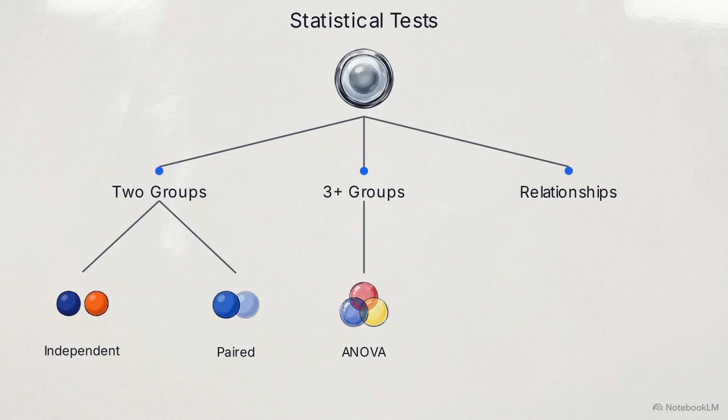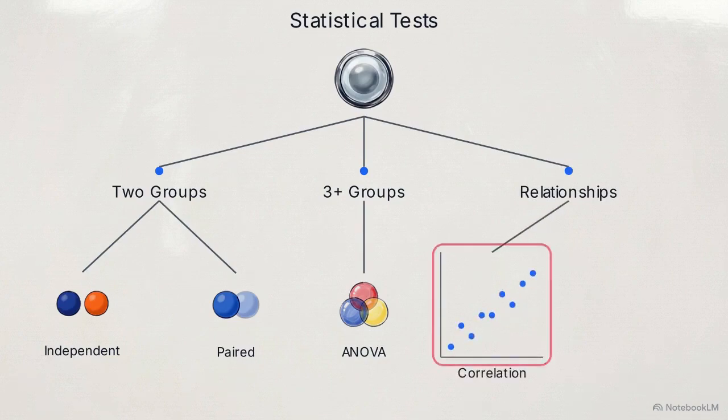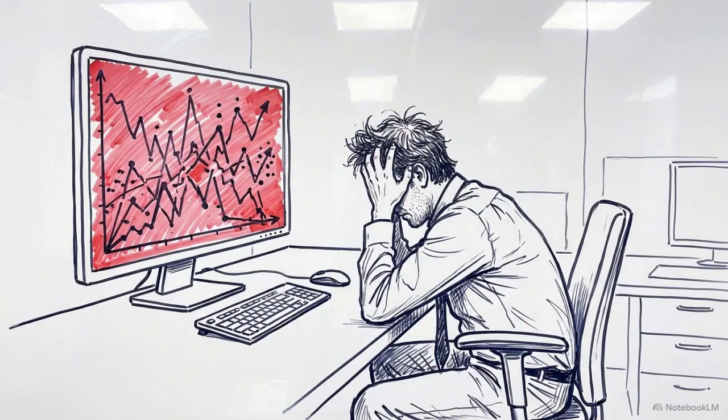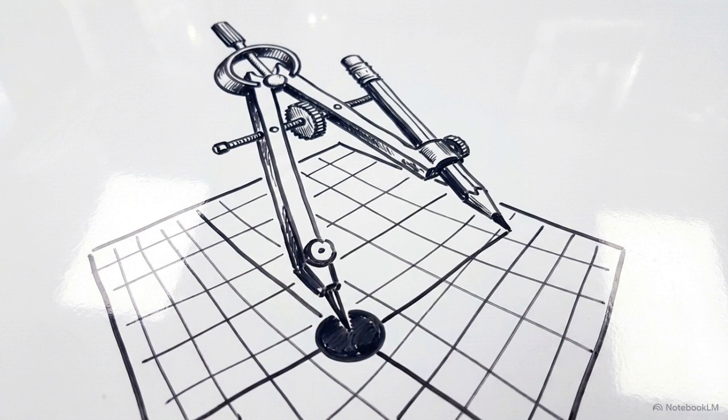If your focus shifts to testing relationships rather than comparing groups, the tree branches again. We use correlation to see if 2 variables move together, and simple linear regression to determine if one variable significantly predicts the outcome of another. Choosing the wrong branch of this decision tree mathematically invalidates your entire study. Building this logical map is the single most critical phase of quantitative research design.